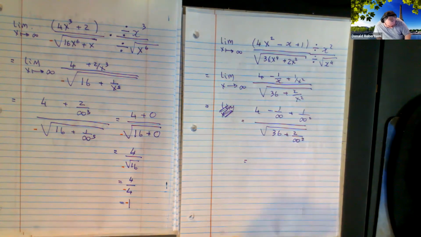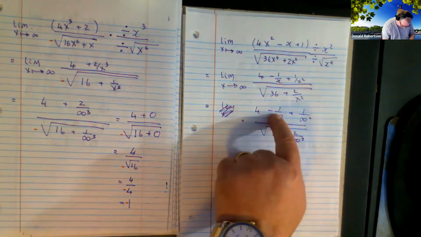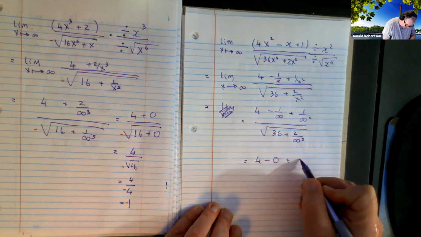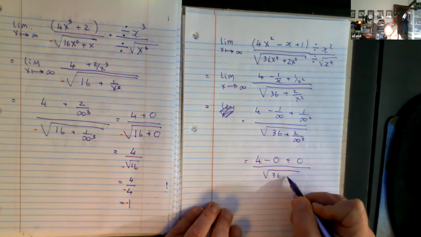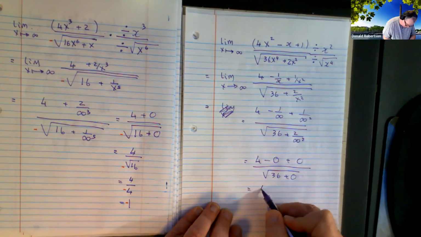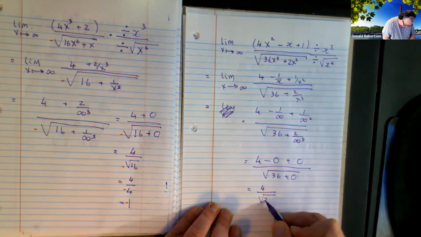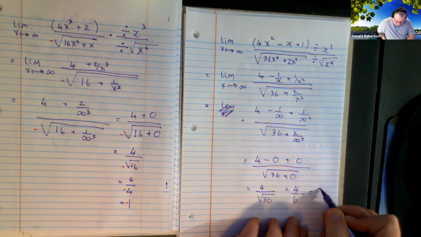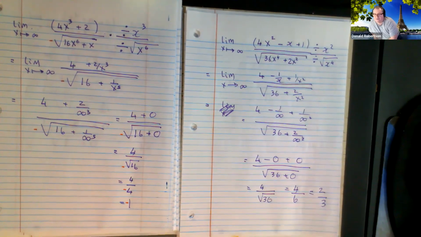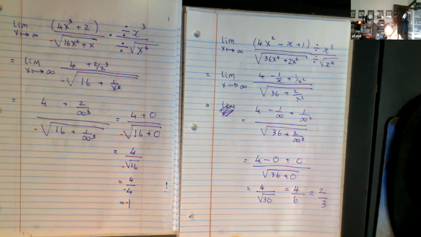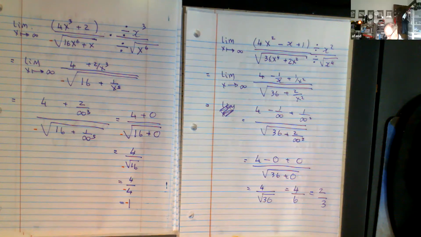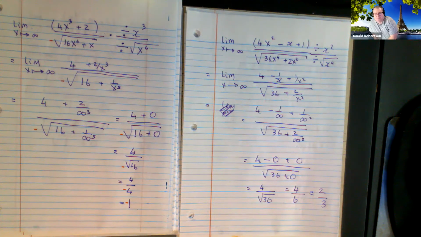Now, each one of these guys with the infinities turns into 0. So you get 4 take away 0 plus 0, and 36 plus 0. So you're looking at 4 over the positive square root of 36, 4 over 6, which eventually became 2/3. Does that look like what you got? 2/3. Then I'm pretty comfortable for those who managed to do that, that you're good with these guys.